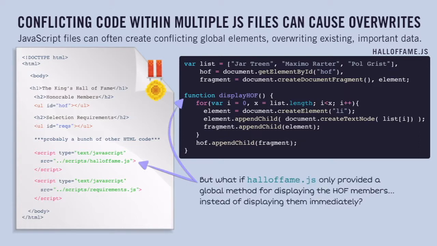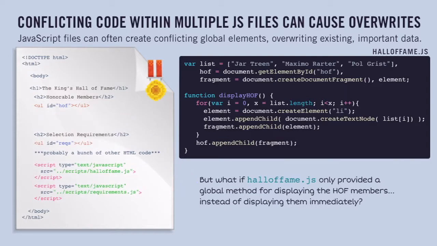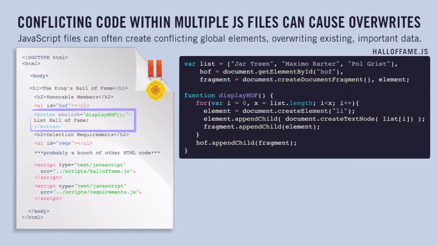What if halloffame.js only really provided a global method for displaying the HOF members instead of just displaying them immediately as soon as the script file was loaded and run? Instead, what it does is creates a global function called displayHOF, display Hall of Fame. So we scoot our reqs list down here, and now we're going to put a button under the honorable members header. And on the click of that button, we're going to actually call, using an inline JavaScript, displayHOF.